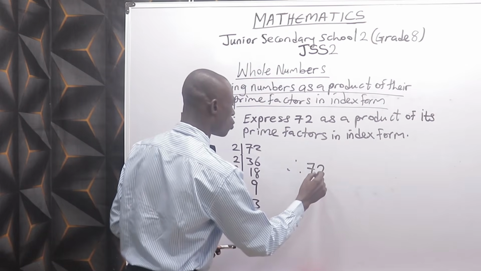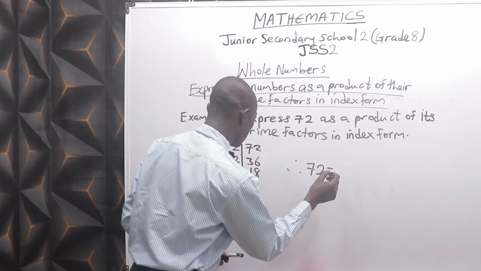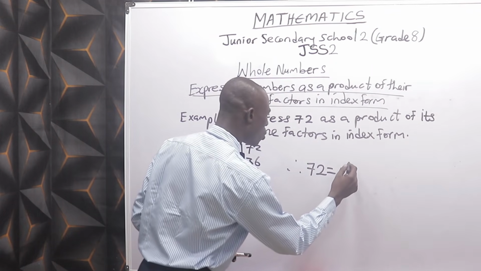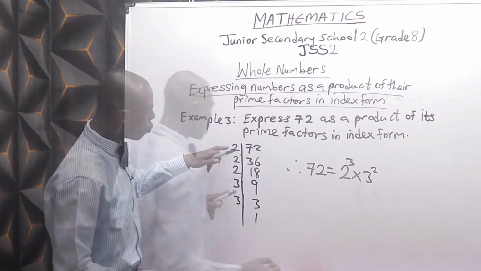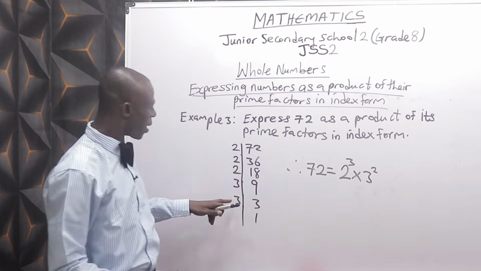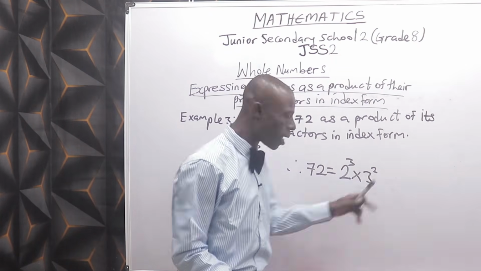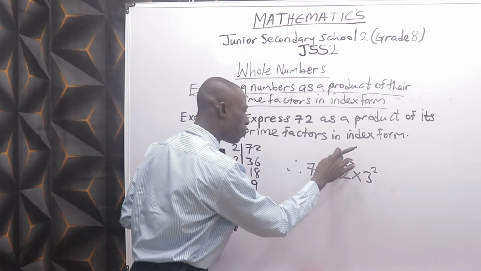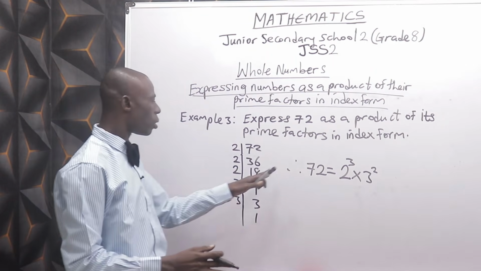Therefore, 72 is expressed as a product of its prime factors in index form as 2 raised to power 3 times 3 raised to power 2. 2 is in 3 places. That is why it is 2 raised to power 3. 3 is in 2 places. That is why it is 3 raised to power 2. That is 2 in 3 places, 3 in 2 places. And that is how to express it.